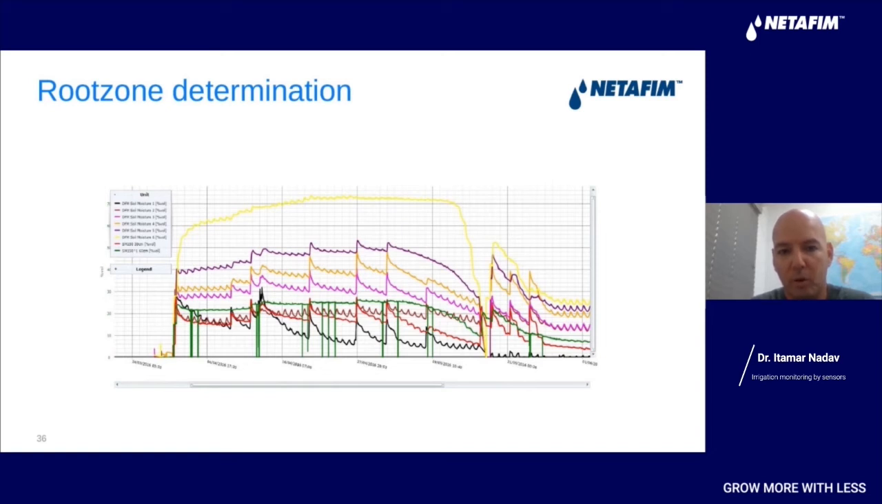And you can actually see where the root zone is located. So if you look on the most upper graph, this is actually the 80 centimeter water content, and you can see that the water content is very high during the season, but at the end, all of a sudden the water content is dropping down, and this is because roots have developed and came to the 80 centimeters soil depth and started to extract water from this layer, and this is the reason why the water content is being reduced over there.